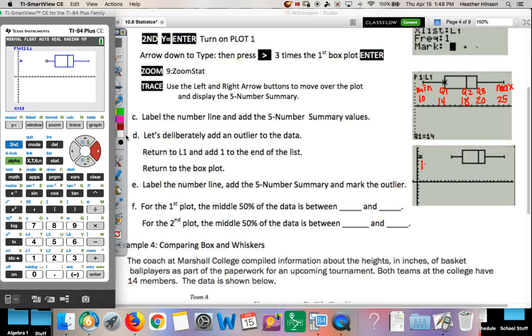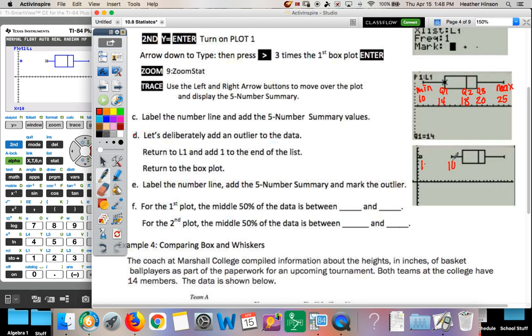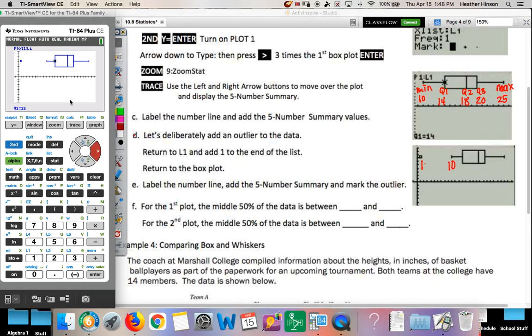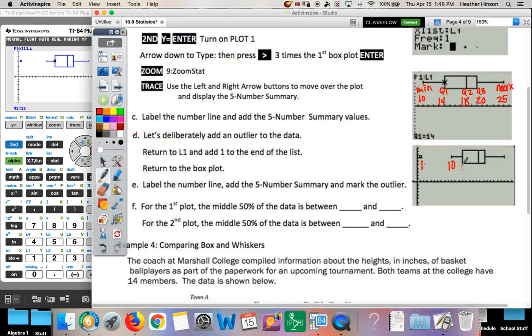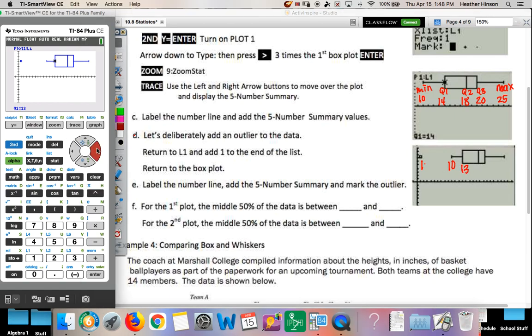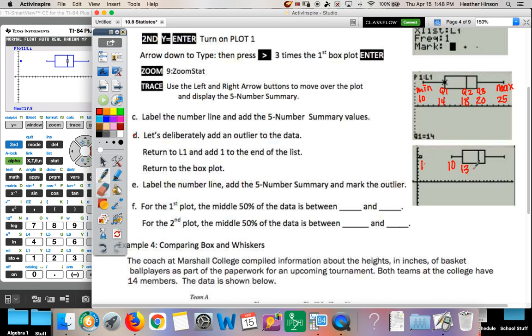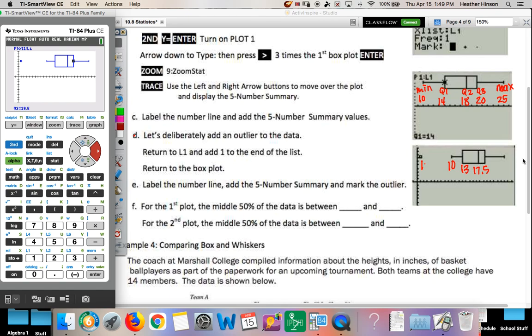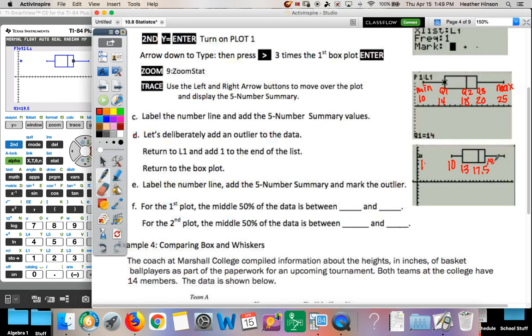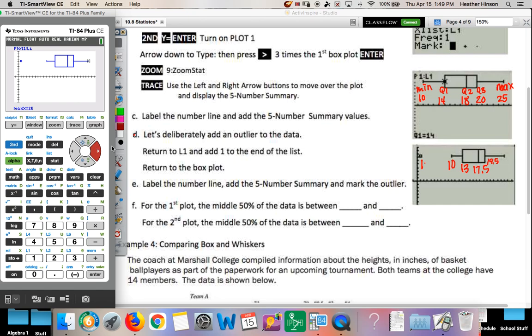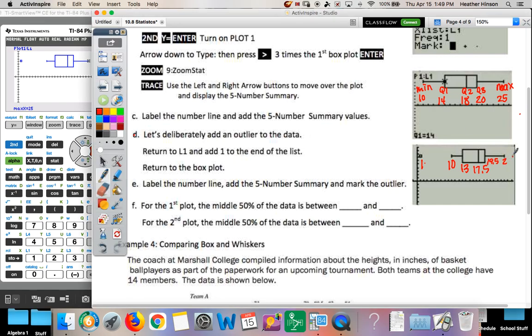Your min is still 10. Your Q1 is now 13. Your Q2 is 17.5. Your Q3 is 19.5, and your Q4 is still 25. Your max and min are never going to change, but those interquartile numbers are going to change a lot based on what the outlier is.